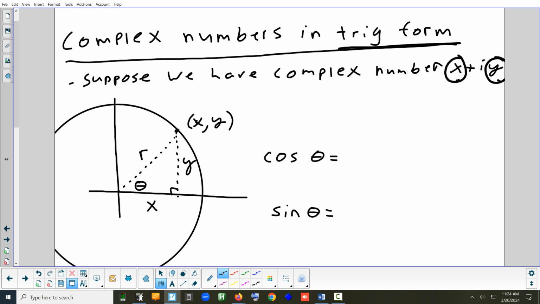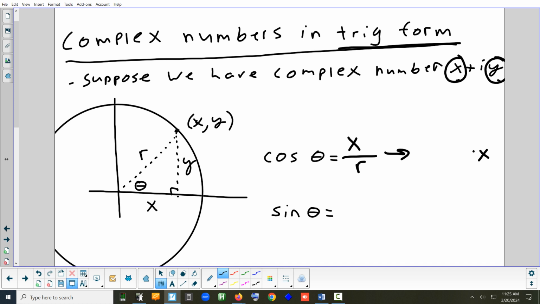Opposite over hypotenuse. That's sine. Cosine? Adjacent over hypotenuse. Okay. What side is adjacent in that picture? X. And what side is the hypotenuse? R.